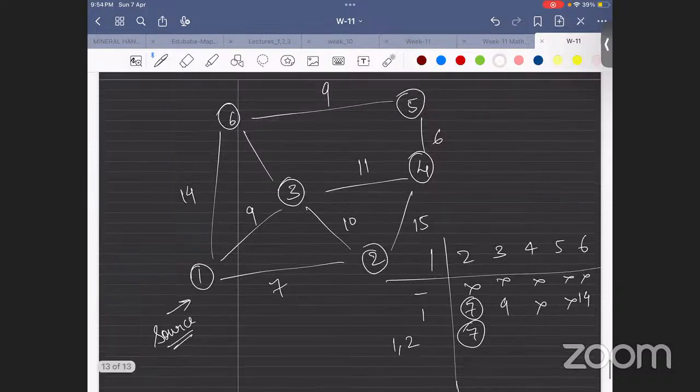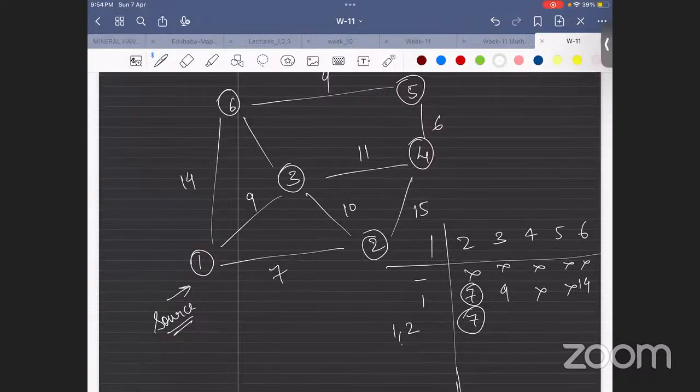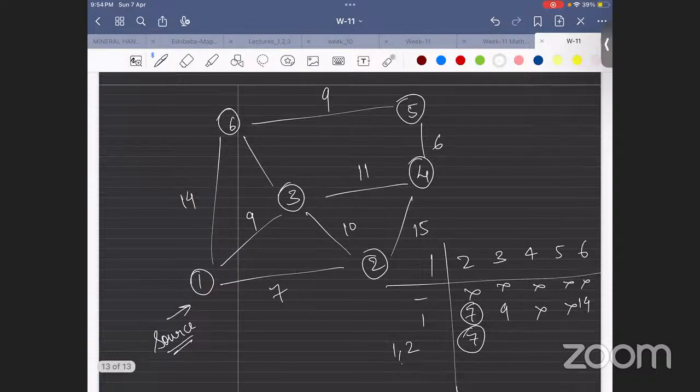If you have to reach C, now you can use 2 also. The 2 vertices also you can use. Now you have to use 1 and 2 and then reach it to 3, 4, 5, 6. Can you reach it to 3? Yes, if you use 2 also, but you'll be having 7 plus 10, that is 17, but that is higher. So that's why you'll be using 9 only, correct?